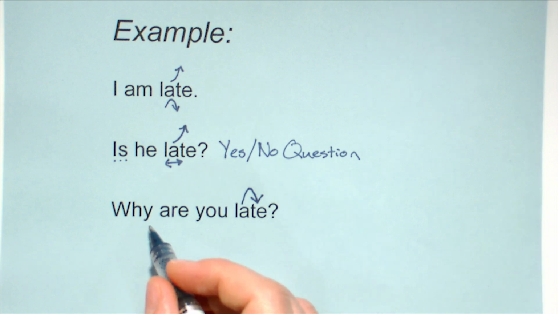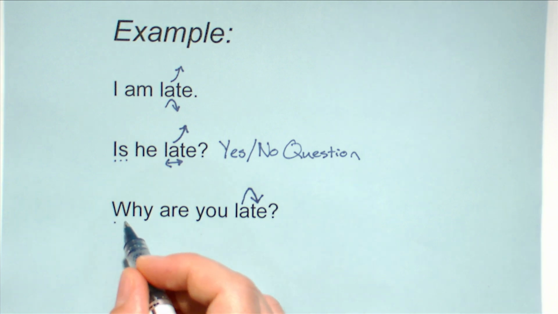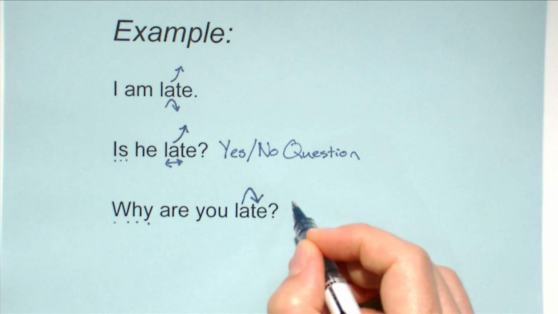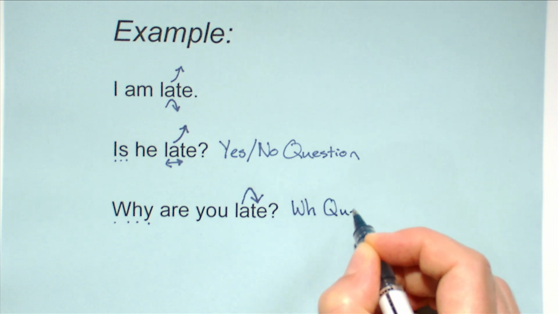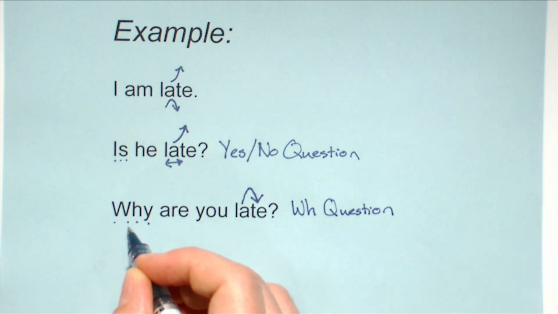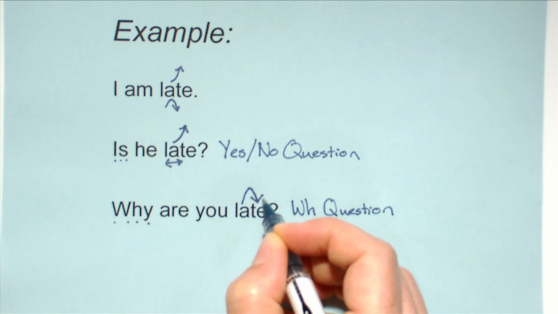And this is normal for this type of question. This is not a yes-no question. This question begins with why. It's a different type of question. We call these questions WH questions. And we call them that because they usually start with WH words. Why, who, what, when, where, those types of words. And they will have that intonation that goes down.